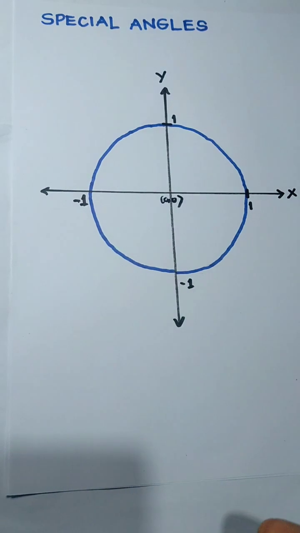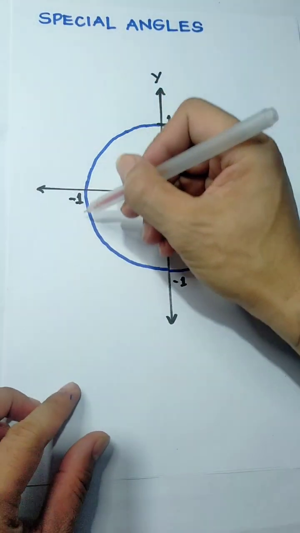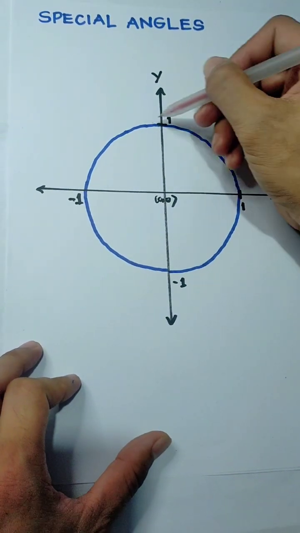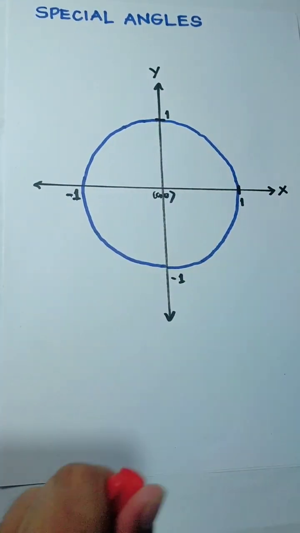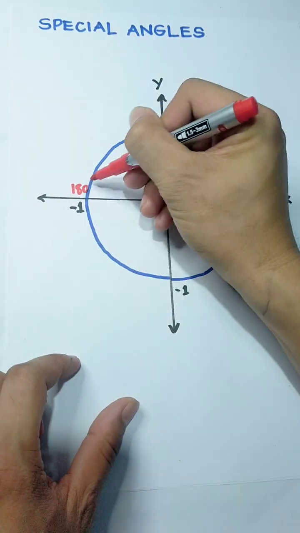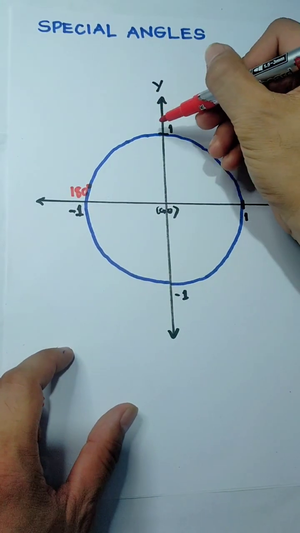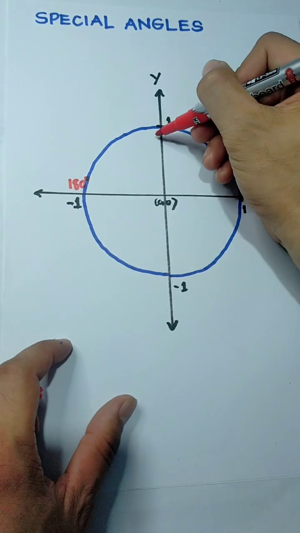Okay, now let's proceed to the special angles. We know that the whole circle is 360 degrees. So half of 360 degrees is 180. Now let's list down the special angles. 180 is one of the special angles. And then half of 180 is 90 degrees. So I will write it here.